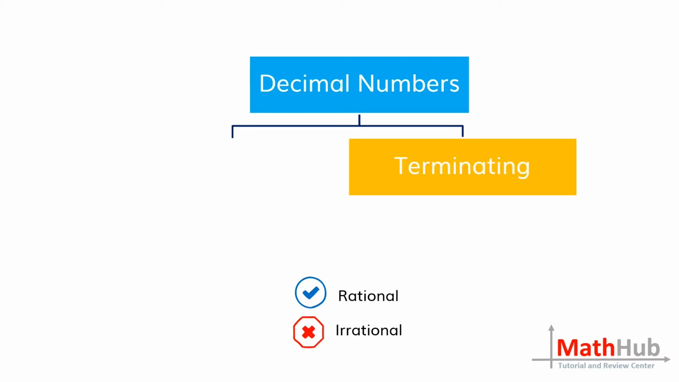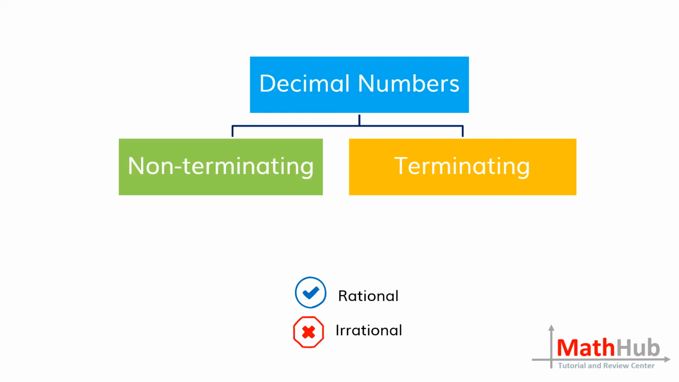Okay, so we will divide them into two: the terminating and the non-terminating decimals. Of course, from the word itself, terminating decimals mean that they stop. An example of a terminating decimal would be 1.234. So the question, is this a rational number or not?